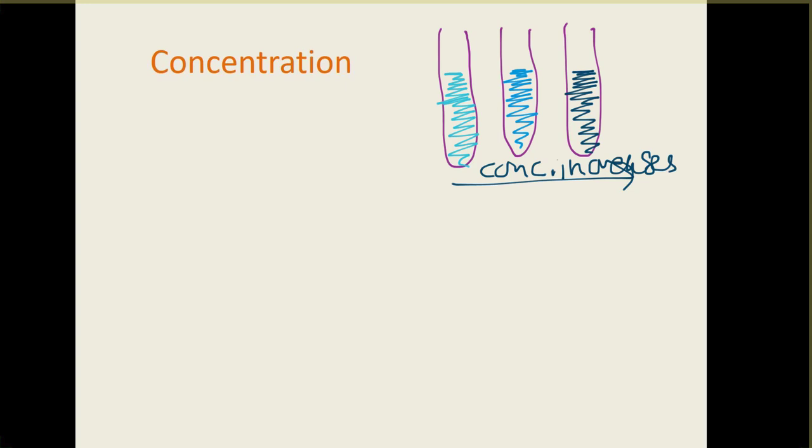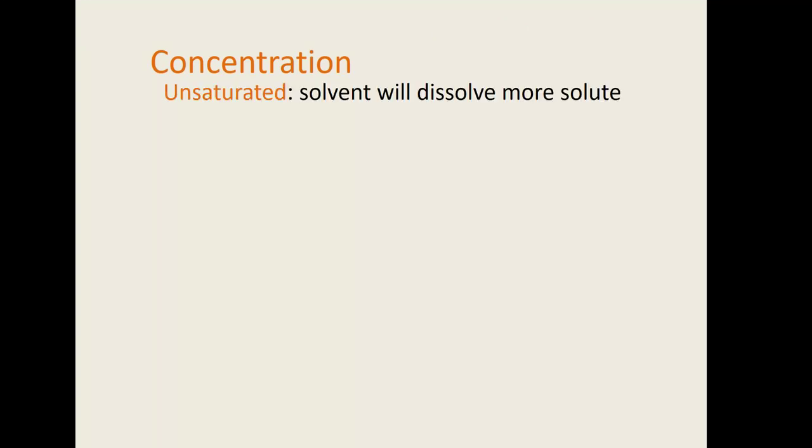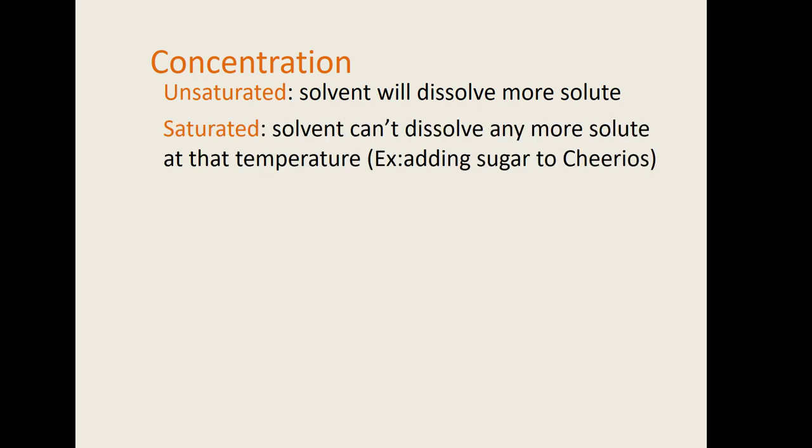But in chemistry, we can split solutions into three different types of concentrations. And they are unsaturated, where my solvent can hold more solute. They are saturated, when my solvent can't dissolve any more solute.